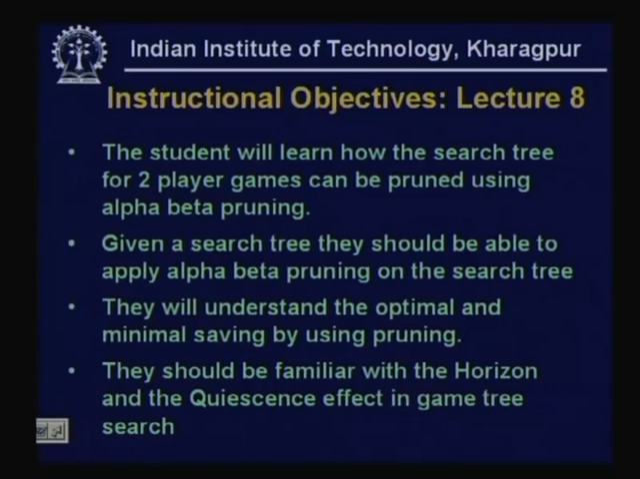The student will understand what is the optimal saving by using alpha-beta pruning for a game tree and what is the minimum amount of pruning that can be obtained. They will also be familiar with certain strategies used in game tree search, like the quiescence effect, the horizon effect, transposition table, endgame database, etc.